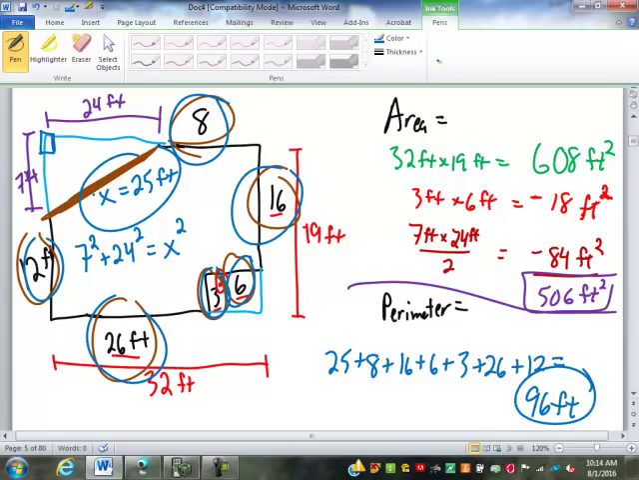Well, that would be a good time to take a break. It is 10:14. Let's shoot for 10:24.